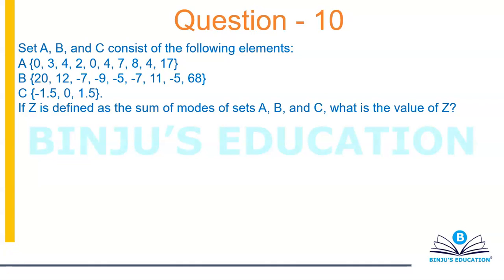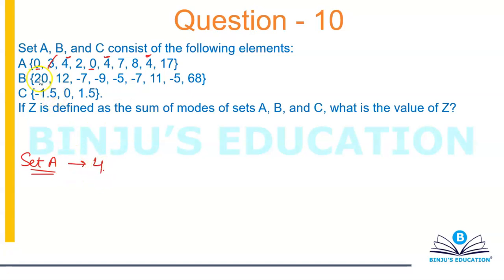Alright, so we just need to calculate the modes. Let's start with set A. I have 0, 1, 0 twice. I have 3 once, so this is out. I have 4 once, 4 twice, and 4 thrice. So I think 4 will be my mode for set A.